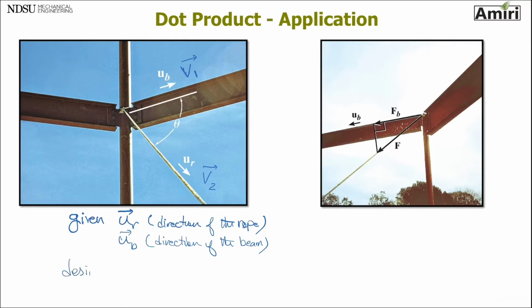Desired is to find the angle between these two, or theta. Here we can use dot product, which I'm going to explain. Second case that we use dot product for, again given, is a force vector F in this case, or it doesn't matter, just magnitude F and the direction of it.